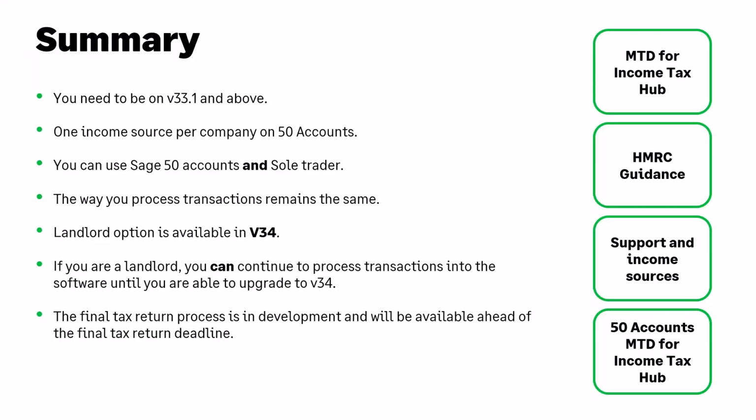Okay, so to summarize, you need to be on version 33.1 and above for sole trader. It's one income source per company on 50 accounts. You can also use Sage 50 accounts and sole trader. Now, if you are going to use both products, they don't link together. They are two separate entities, so they're two separate products. They won't interlink. The way you process transactions remains the same.